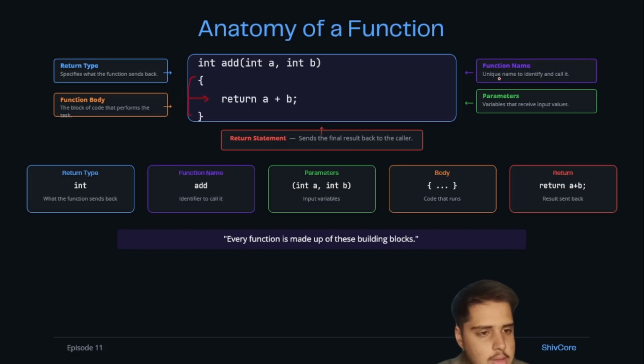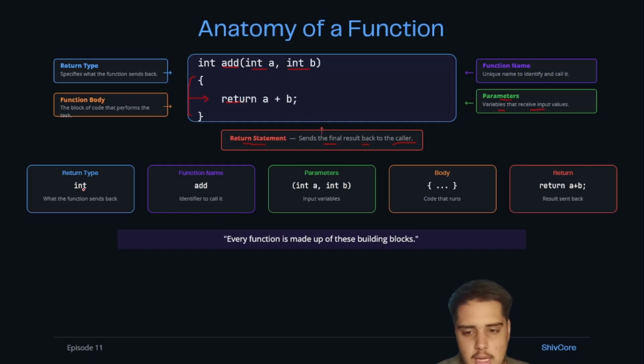Function name, a unique name to identify and call it. In this case, this is the function name. And the parameters, like variables that receive input values, like int a, int b, are the parameters. A return statement sends the final result back to the caller. Like here, return a plus b will be given back as the result to the caller.